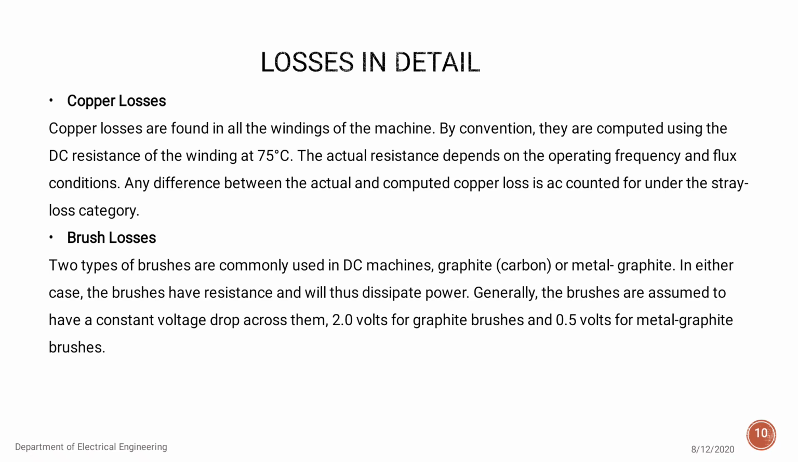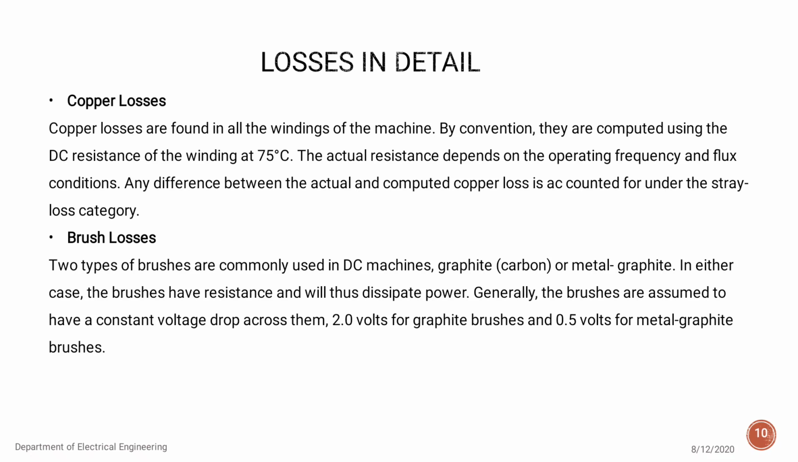Okay, so keep in mind that carbon or graphite both are the same thing, and there is also another one, metal graphite, which can be used for the brushes. In both cases the brushes have resistance, and due to that resistance there is a dissipation of power. Generally the brush voltage drop will be considered constant at 2 volt for graphite, and 0.5 volt for metal graphite.